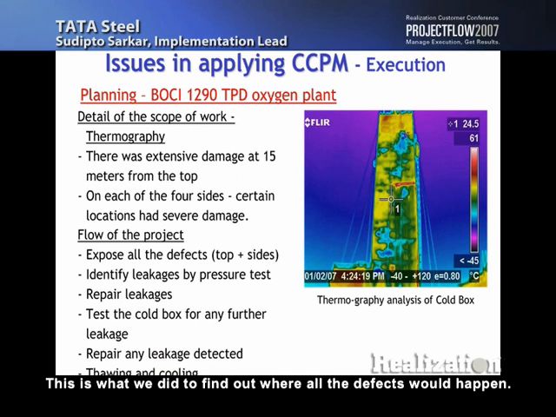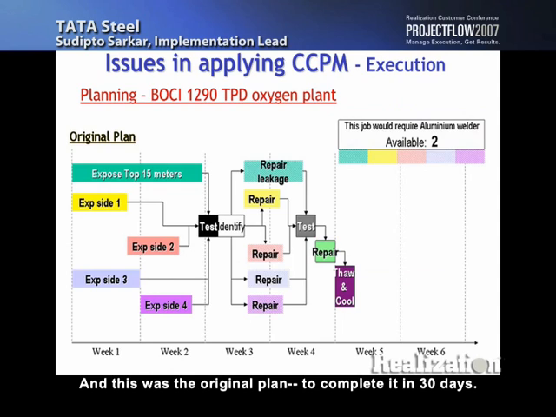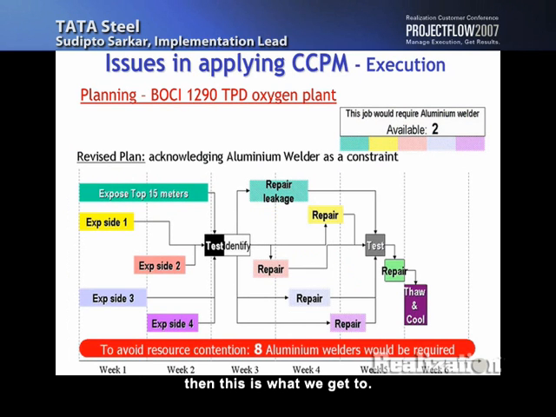This is what we did to find out where all the defects could happen. And then this was the original plan, to complete it in 30 days. The problem was this repair gets done by aluminum welders. Now, aluminum welders are a rare commodity. We had only 2 of them, but in order to meet this plan, we needed 8 of them. If we replan with 2 aluminum welders, this is what we get to, about 6 weeks, and we needed to complete it in 4 weeks.